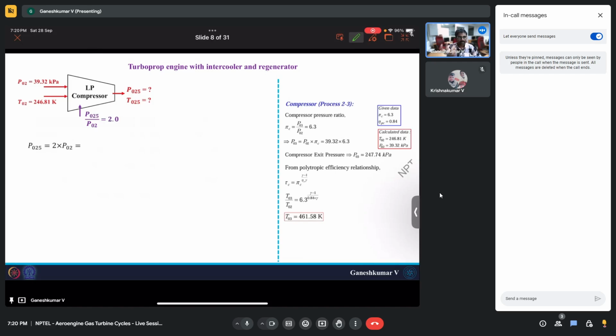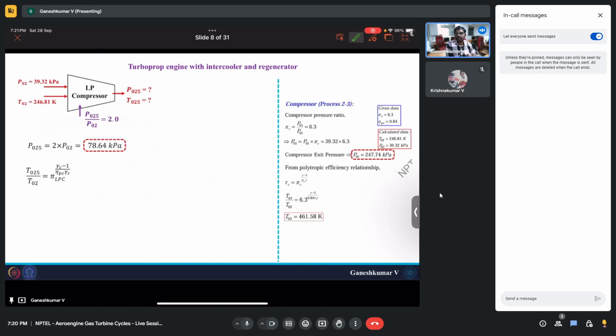Yeah, so the low pressure compressor has a pressure ratio of 2. So if you multiply it, you will end up having pressure at the exit of the low pressure compressor to be 78.64 kilopascal. Now that you know the pressure, you can also find the temperature.